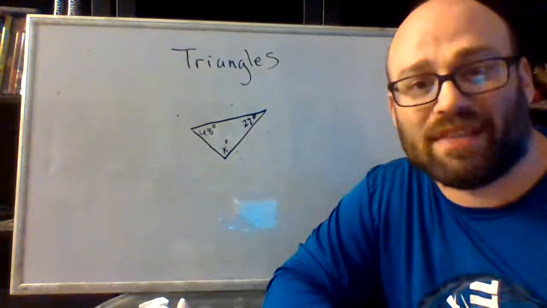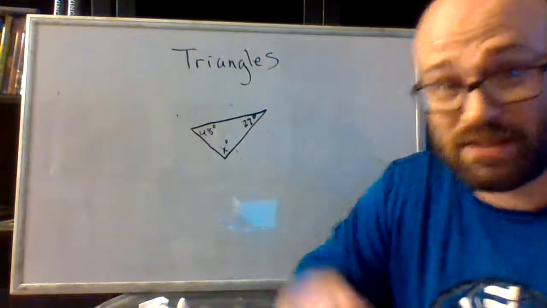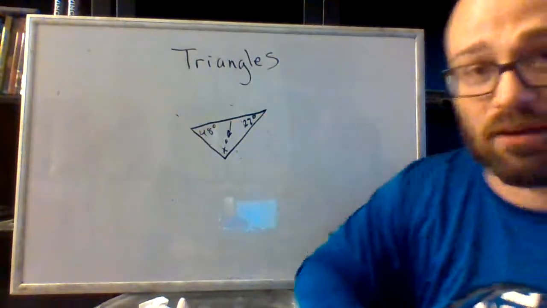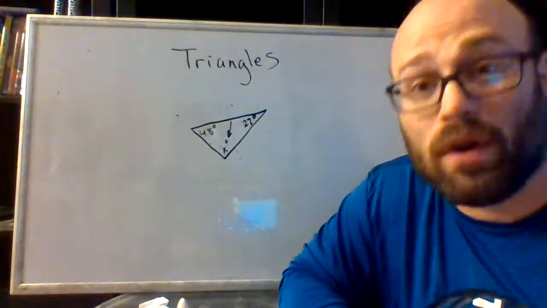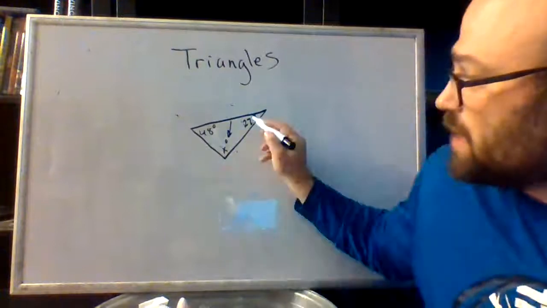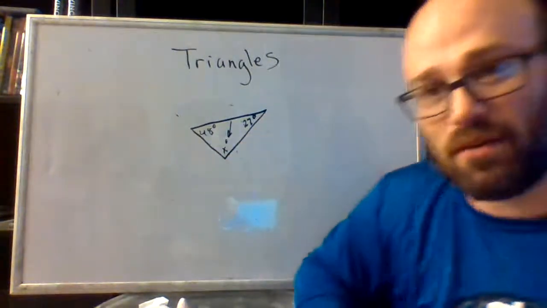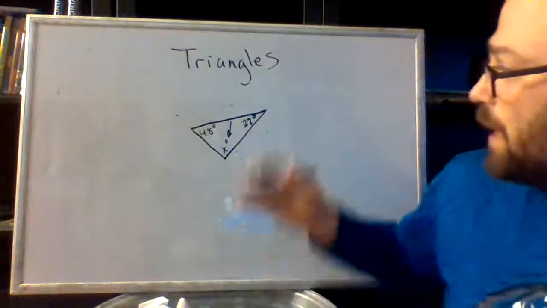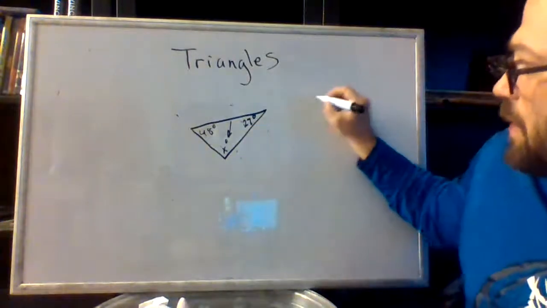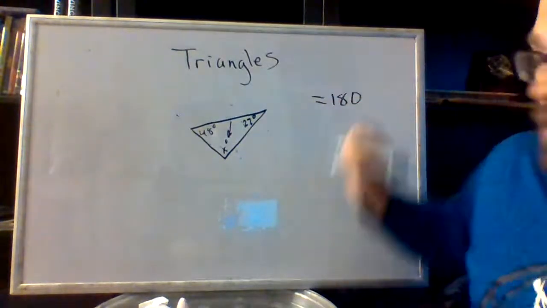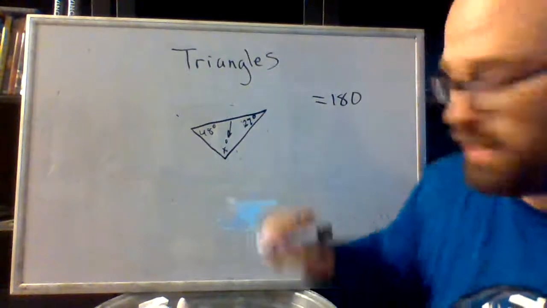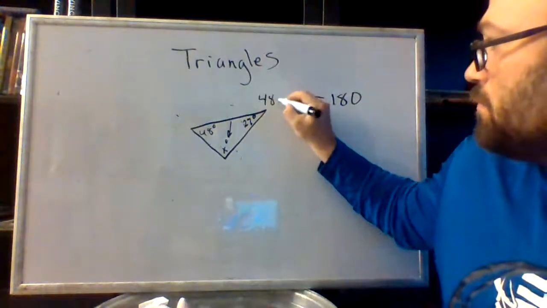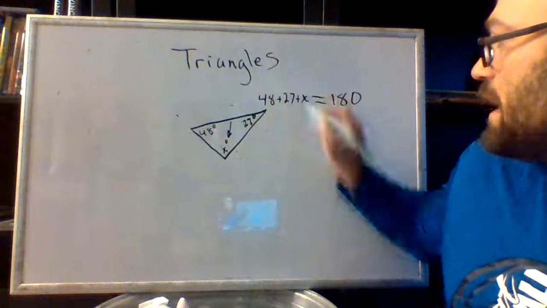So we know that that angle has to be the biggest angle because it's opposite the biggest side. We know that angle has to be the biggest one. 27 has the smallest, 48 has the second largest. Okay, so we're going to add those together. We know that has to equal 180 degrees again. So 48 plus 27 plus X.